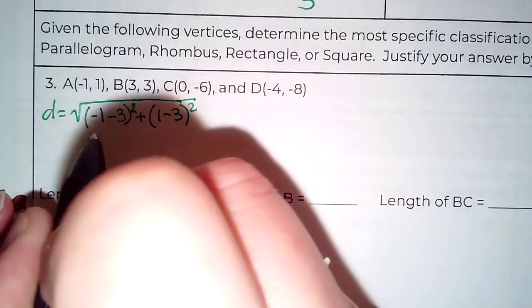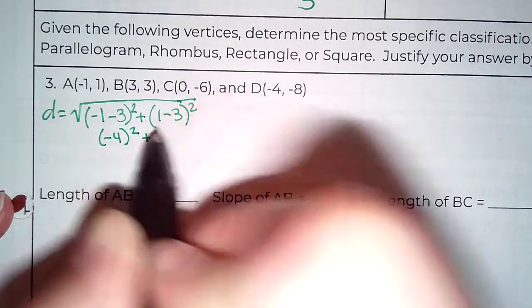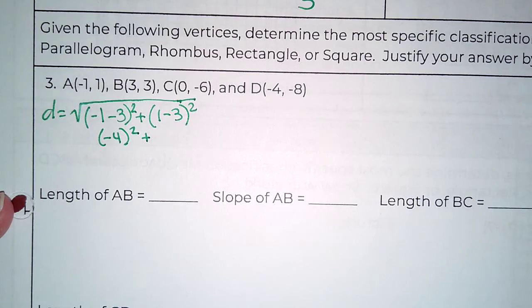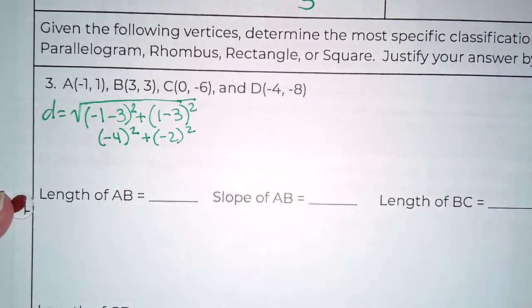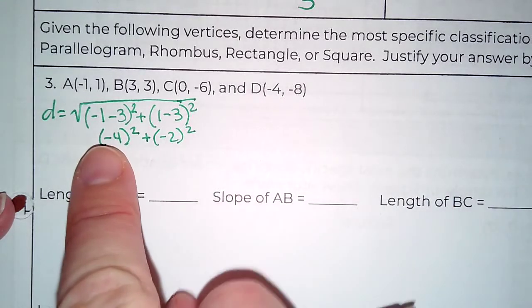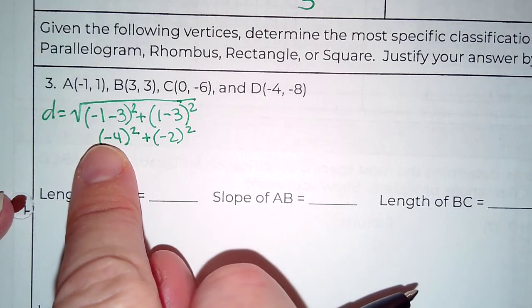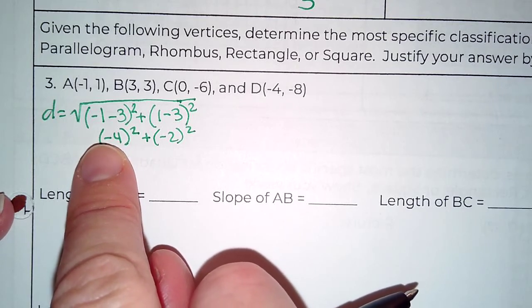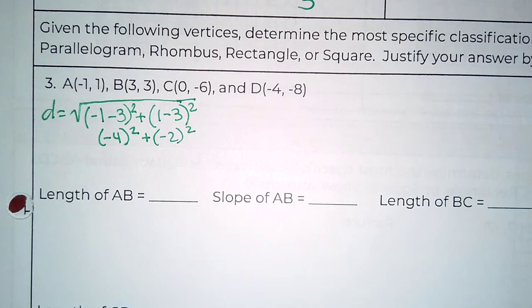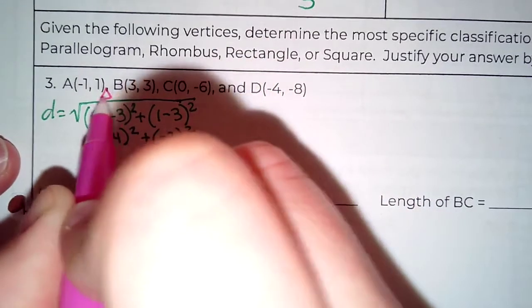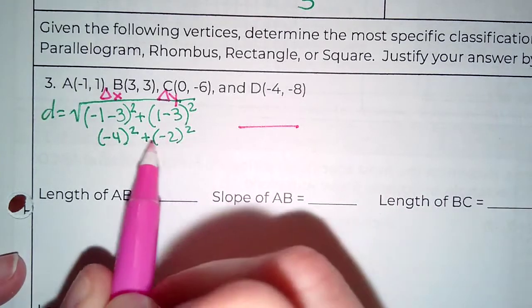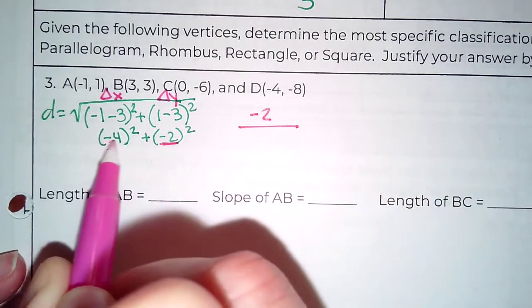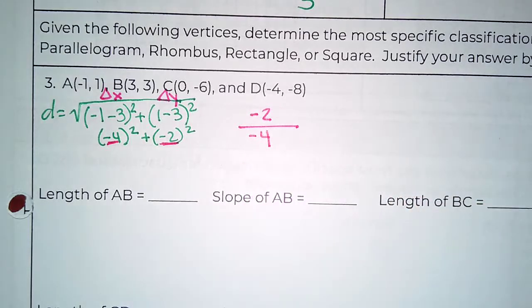-1 minus 3 is -4 squared, plus 1 minus 3 is -2 squared. I am going to write these out instead of just squaring them in my head. That way it becomes a little easier for me to use the distance formula and convert that to slope. If you want to make sure you're using the right order, I did change in x's first and then the change in y's, so when I do my slope, I know which number goes on top. The -2 goes on top, and the -4 goes on the bottom.